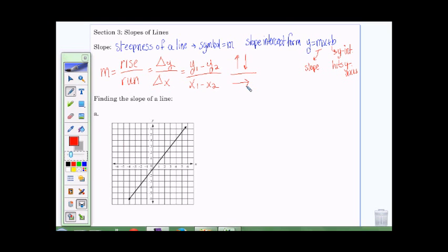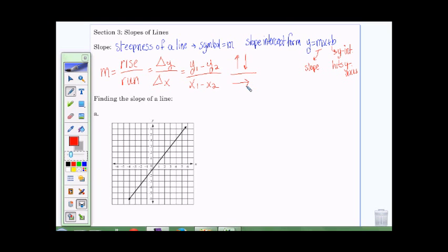Doesn't it matter where the negative is? No, it doesn't matter if the negative is on top or bottom. If they're both negative, it ends up being positive. If either one of them is negative, then the slope is negative, like the entire thing is negative.